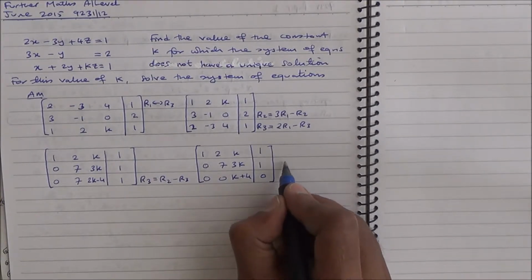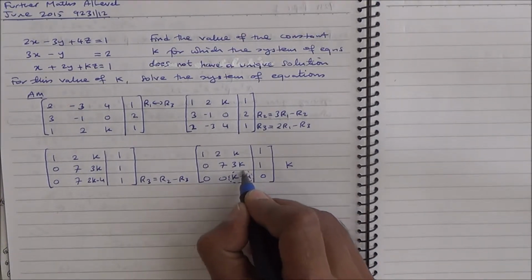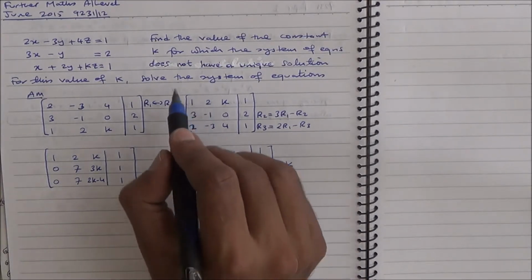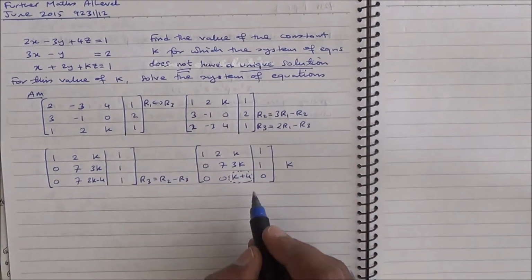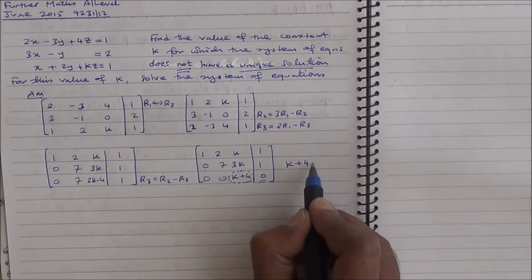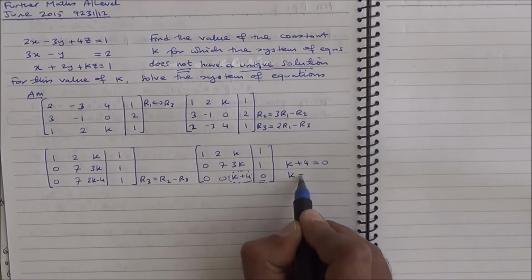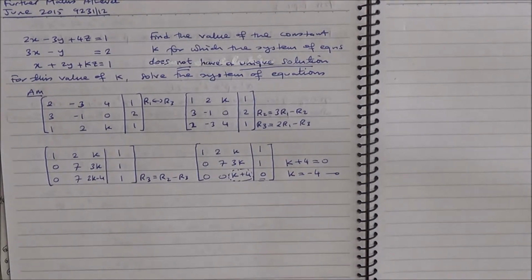Now from here we're good. For the system not to have a unique solution, this entry should be equal to 0. So k plus 4 equals 0, meaning that k is equal to minus 4. Now that's the first part of the question.